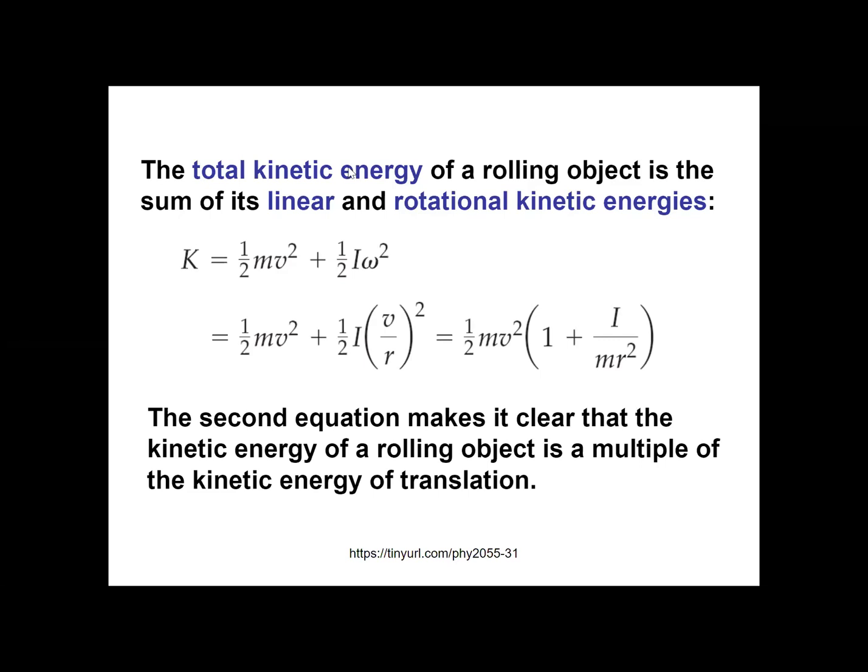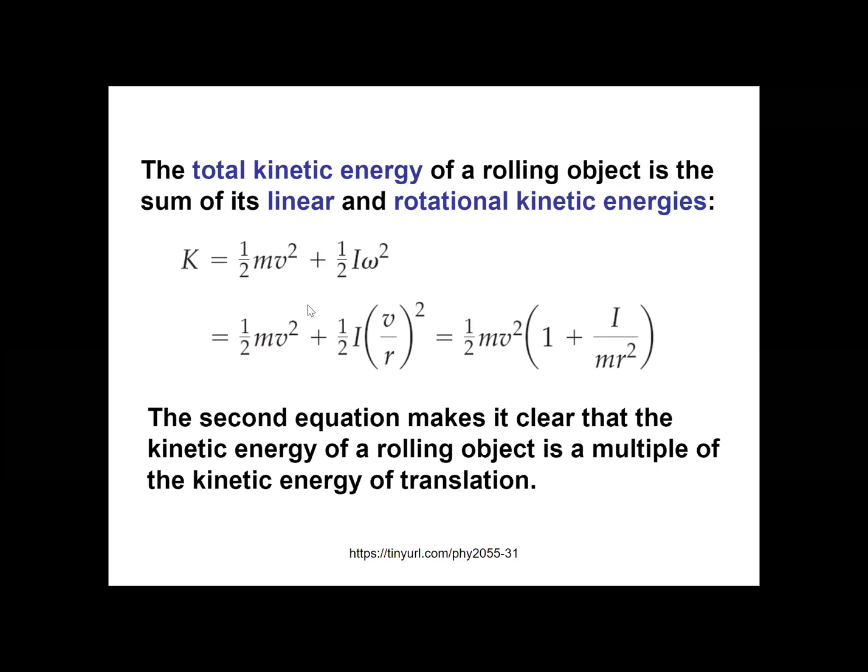Okay, so the total kinetic energy should be equal to 1/2 mv squared, where v is the linear speed or linear velocity, plus 1/2 I omega squared. I is the moment of inertia, and omega is the angular velocity or angular speed.